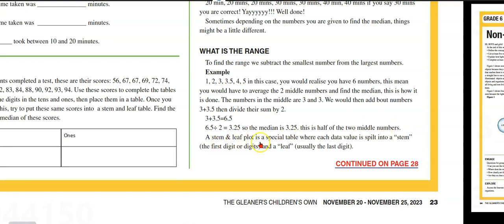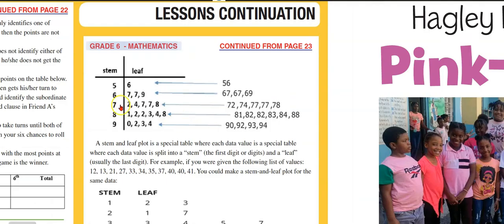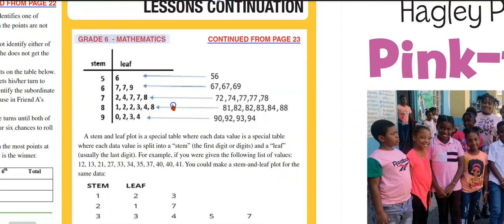A stem and leaf plot is a special table where each data value is split into a stem, the first digit or digits, and a leaf, usually the last digit. So let's look at what we had been asked to do before. Here's the stem and leaf plot.